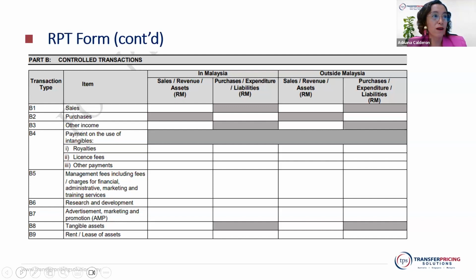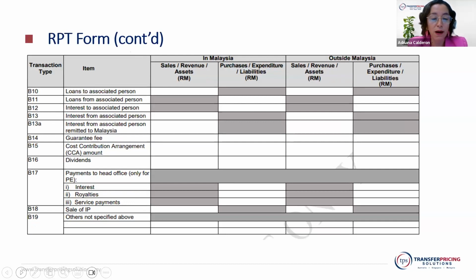I think that we could very well do a whole session on going through the related party form of Malaysia in detail, because there is so much that a taxpayer needs to disclose that honestly, even understanding the expectation of these answers can be a bit of a struggle. But the point is that part B is all about disclosing gross values, items of income, and items of expenses, separated in Malaysia or outside of Malaysia. The following part refers more to other types of transactions, such as loans, interest, guarantee fees, cost contribution, dividends, payments to head office if you are a PE, sales of IP, and any other not specified. So it is a lot.